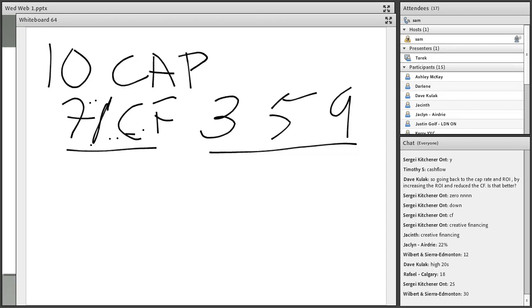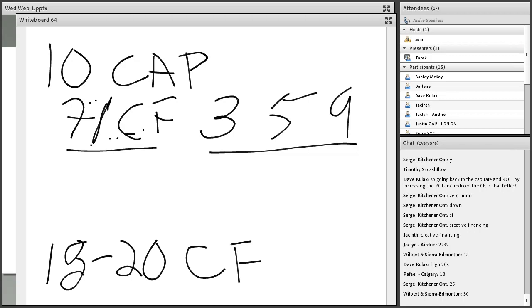When your mortgage rate is 15, say, that means your creative financing is going to be closer to 18 to 20. That's what you're going to need. Your creative financing is going to add up to 18 or 20. Therefore, we need a cap rate of like 21 to 23 to make this deal work. You see that?